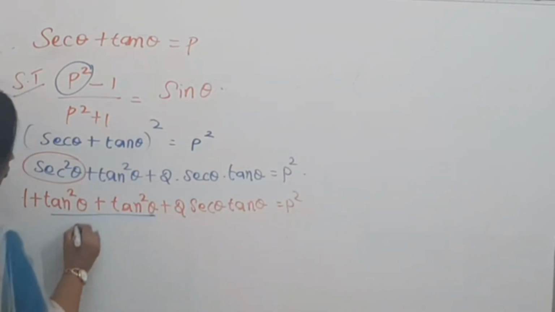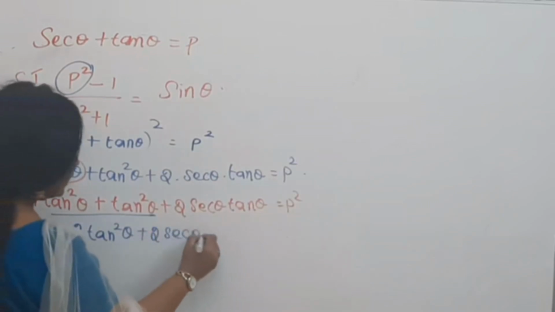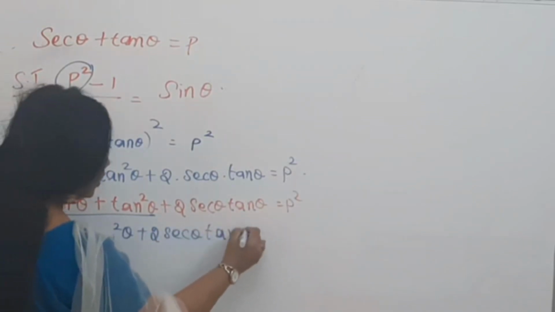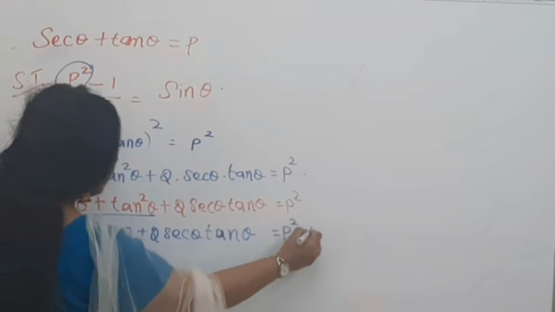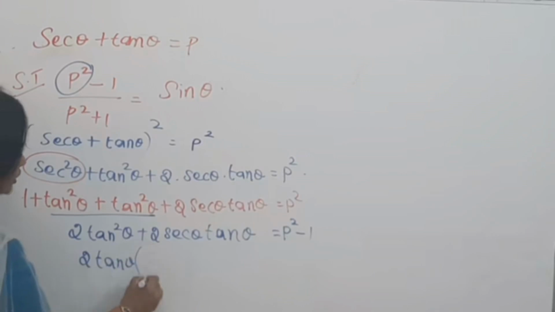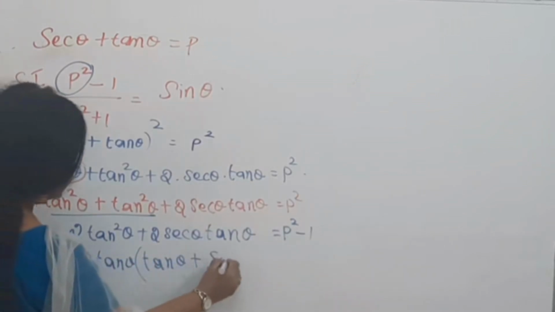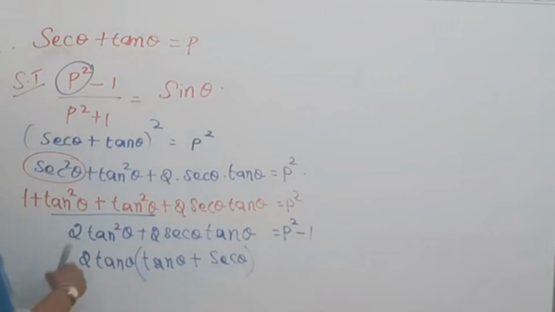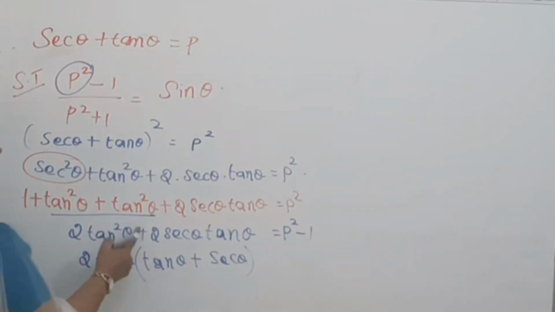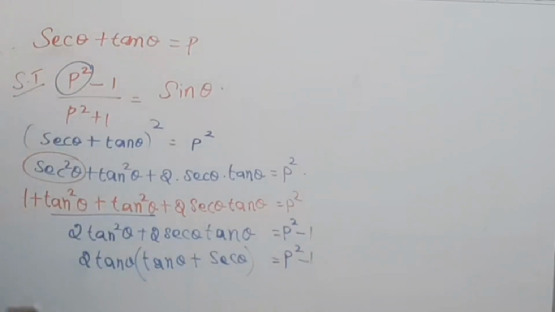Why I do this is I can bring my minus 1 to the other side, it becomes minus 1. Now you add this one, that is 2 tan square theta plus 2 sec theta tan theta is equal to p square minus 1. And then 2 tan theta is common, take it out. So 2 tan theta taken out, you are left with tan theta plus sec theta, which is equal to p square minus 1.